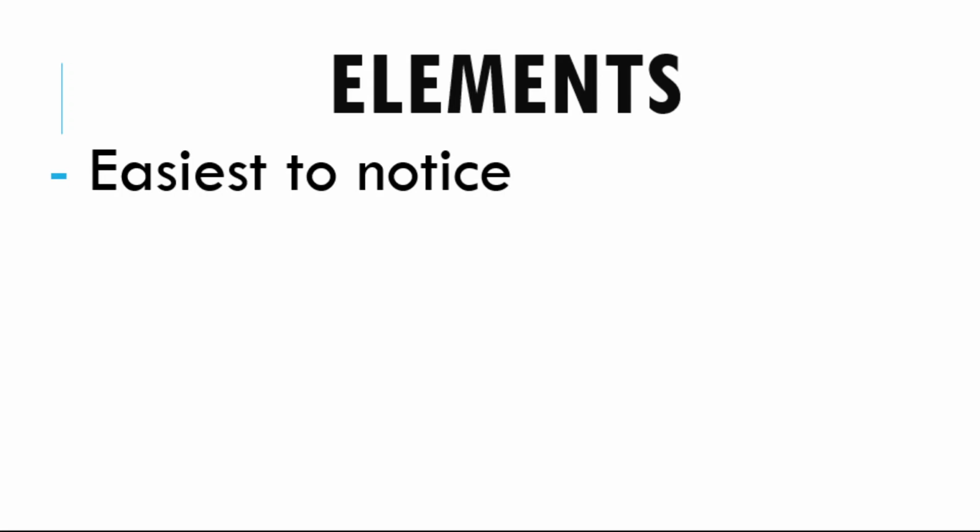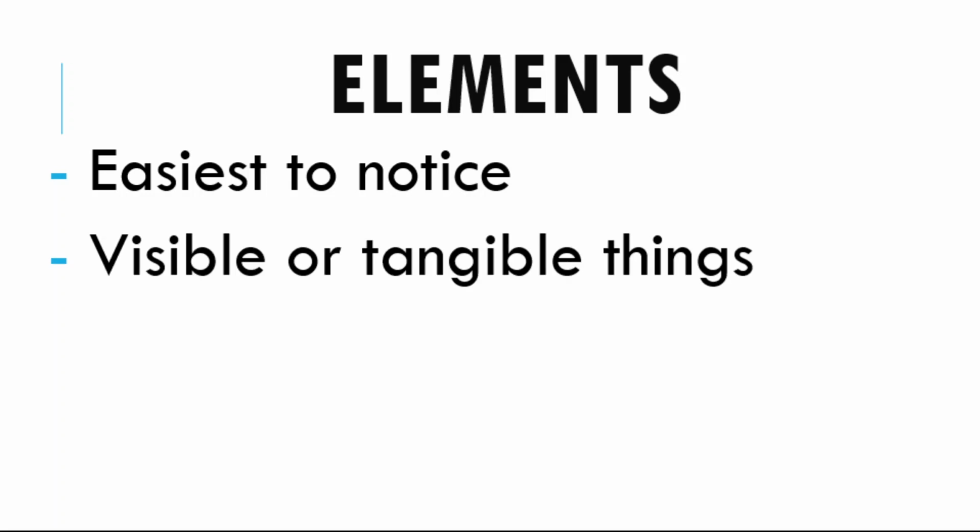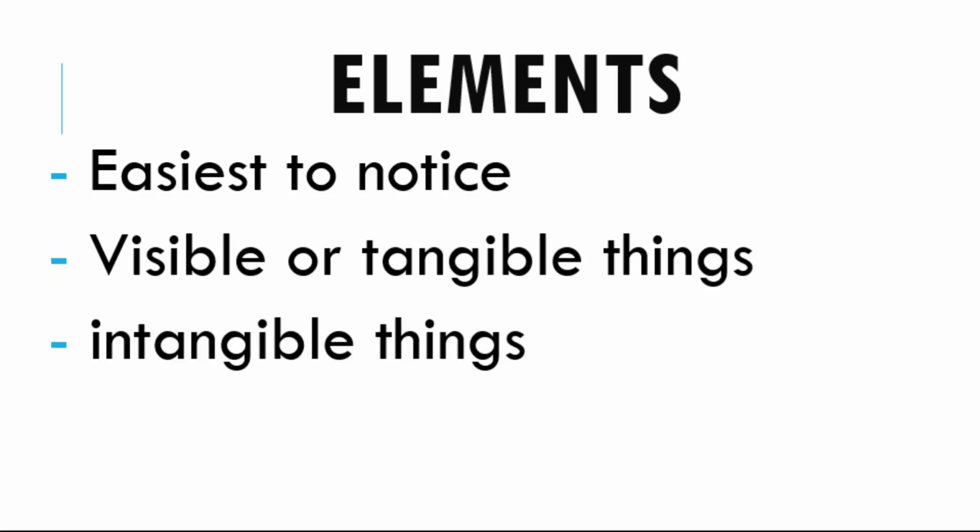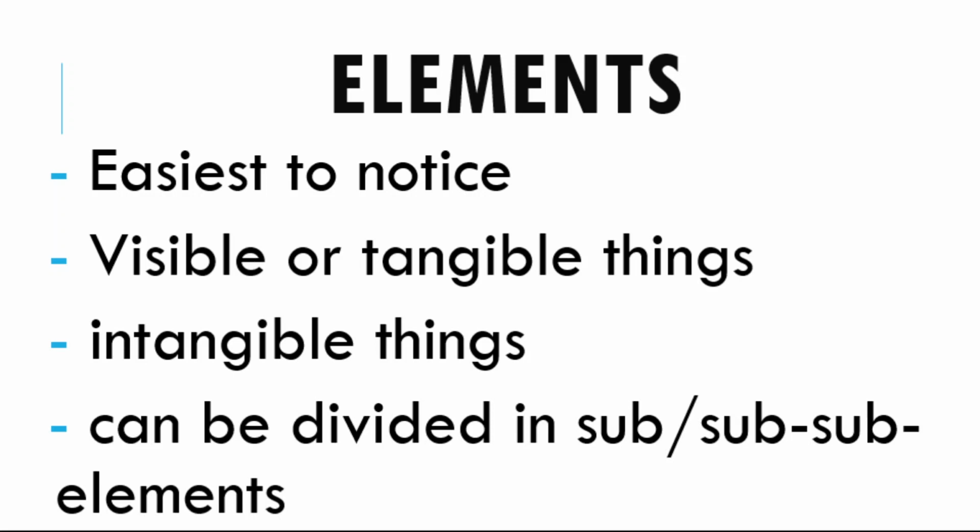Number one, elements. Okay, a system must consist of elements. What are these? These are easiest to notice. This could be visible or tangible things. Yung kaninang ina-explain ko sa part 1 ng video na ito. It could be intangible also. And it can be divided into sub-elements or sub-sub-elements pa. So, yan.